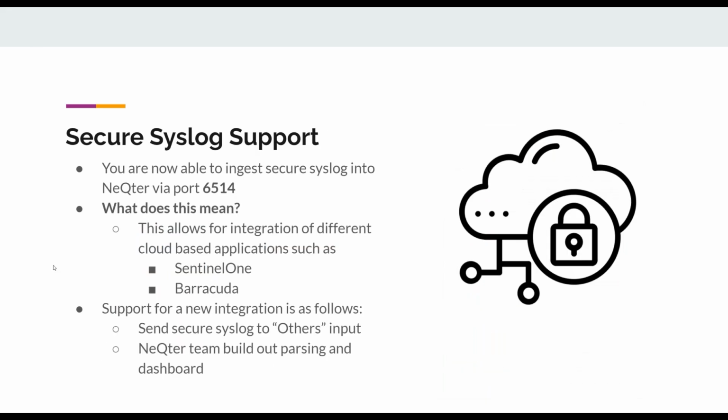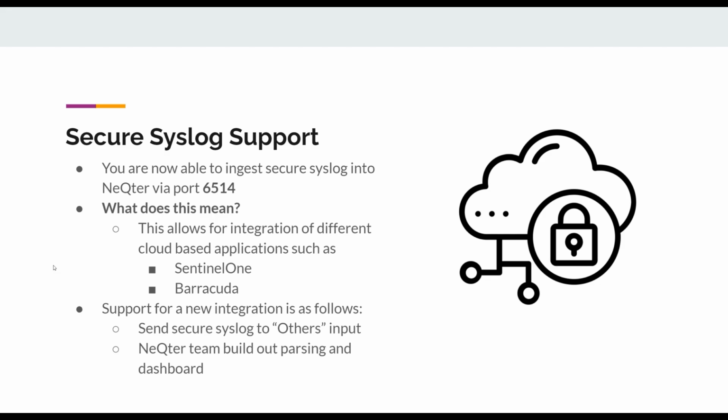So additionally, we added in, so prior we had just had 514, kind of plain text basic syslog. Now we have support for secure syslog, so port 6514. So we'll be able to pull in both. It's going to be the same. It doesn't require a separate designation and settings. It's just going to be all under inputs, pulling in those different syslog. It's going to treat it the same.